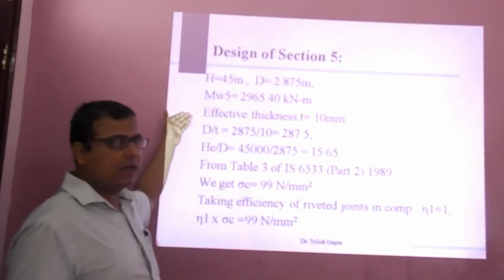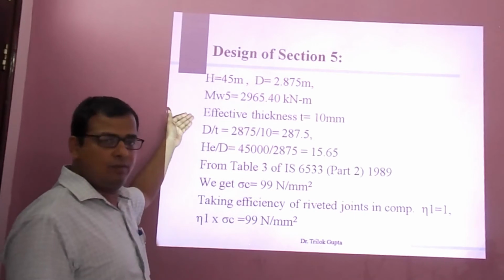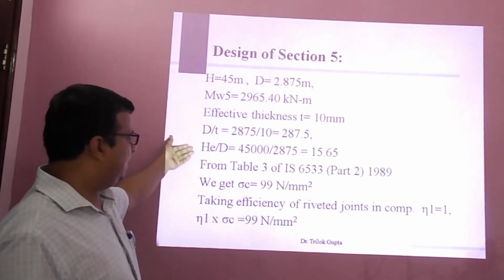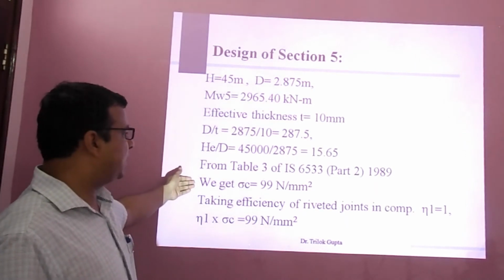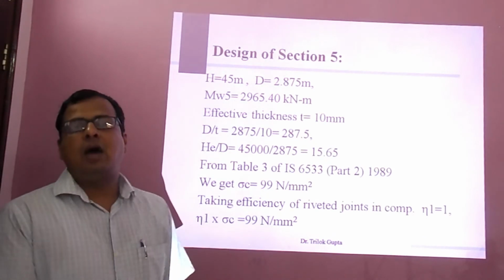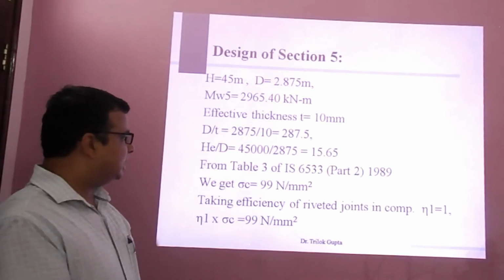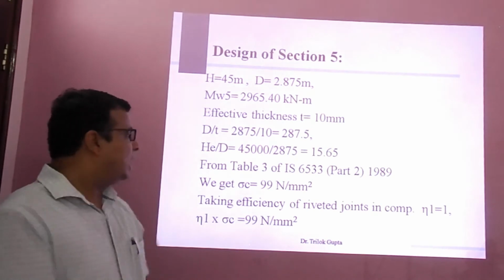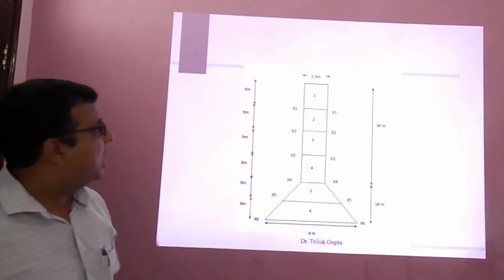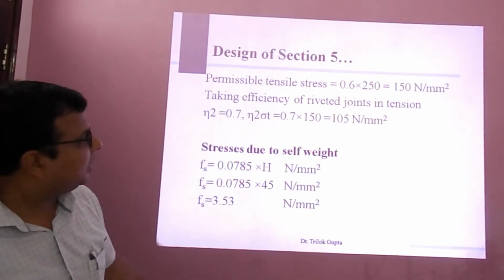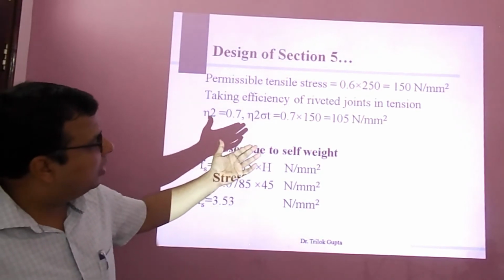Here we have increased the thickness again from 8 to 10 mm, and then we have calculated all other parameters. Now from table 3 of IS 6533, we get 99 Newton per mm square in compression, and in tension again it will be 105.